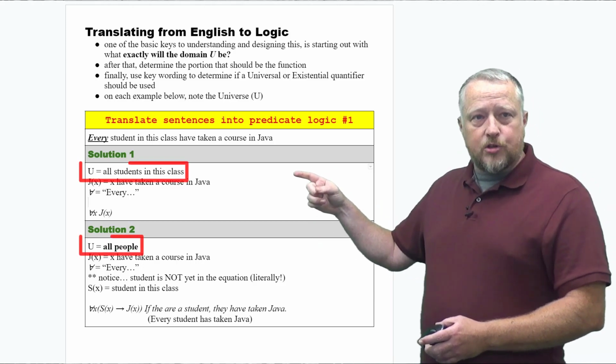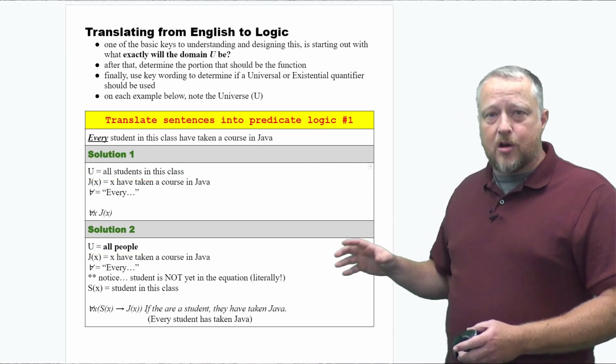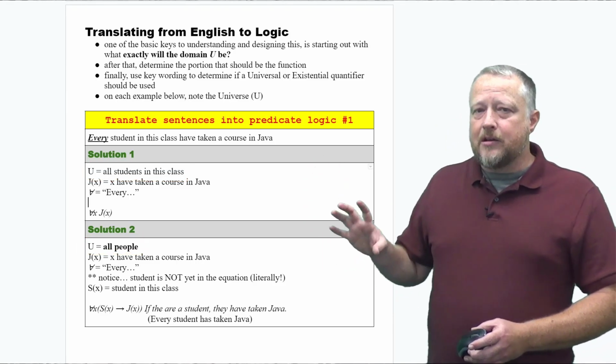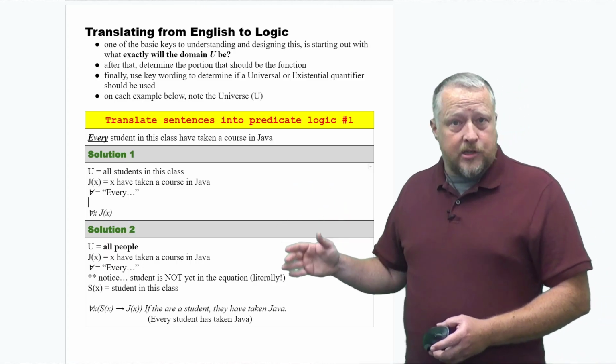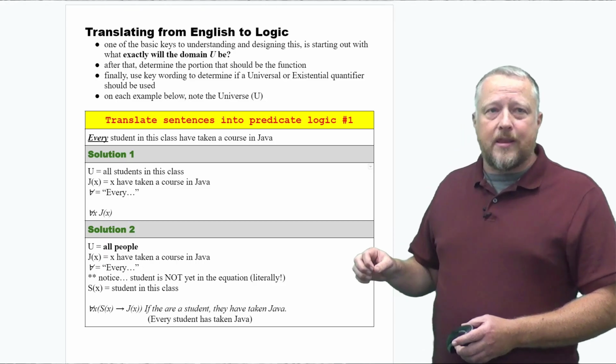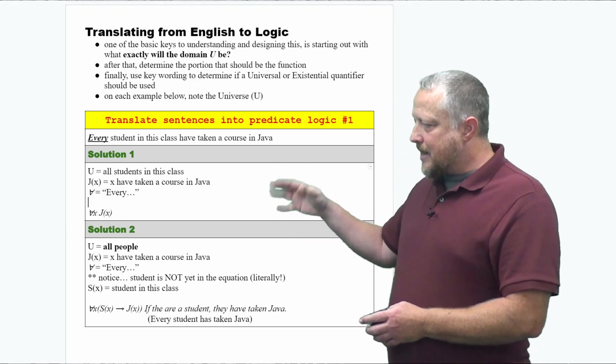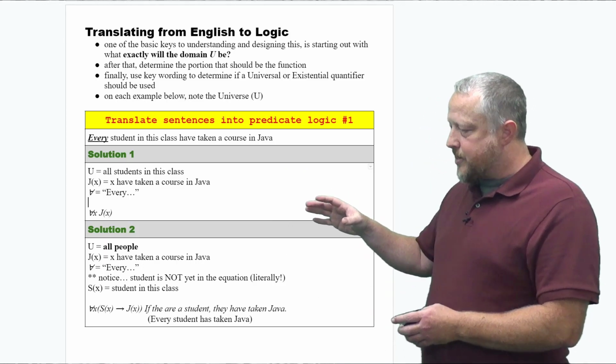So in this one, it's all students in the class, and this universe is all people, and you're going to see some other exercises here where they are different. Pay particular attention to that because, frankly, it changes the answers, well, rather critically. So careful on that. So in our first example, we have every student in this class will have taken the course. So let's break this down.